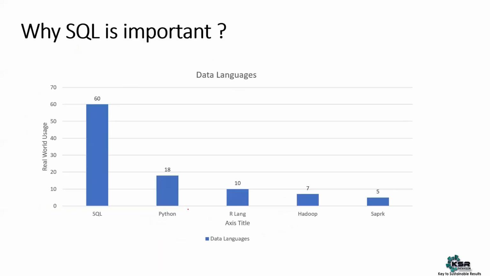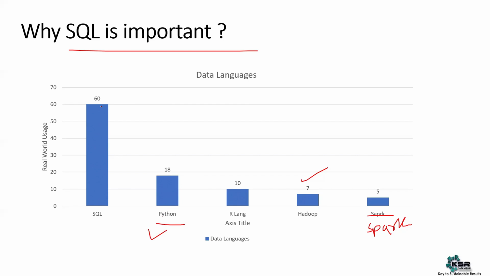Now, just to give you a brief about SQL, there are multiple languages. Hadoop is a big data language. This is Spark. Even Spark is a big data language. Python is one of the most efficient languages. If you compare Python with Java, with C, with .NET, Python is the most efficient language. Even Python is used to communicate with the database.